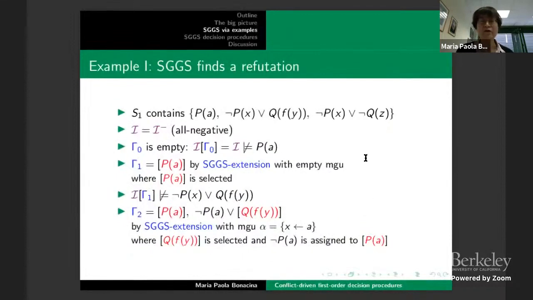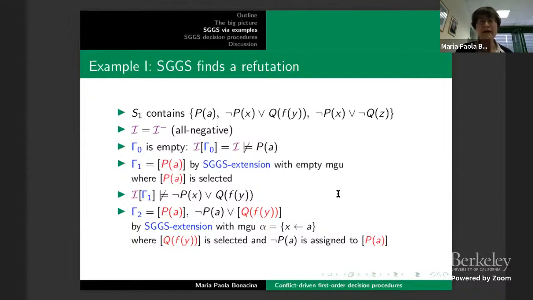Now, let's see the method through examples rather than going through the theories. Suppose we have a set of clauses with P(a), not P(x) or Q(f(y)), not P(x) or not Q(z), very simple, so that it fits on one slide. And assume that the guiding interpretation is all negative. Clearly, the guiding interpretation does not satisfy the set because P(a) is positive.